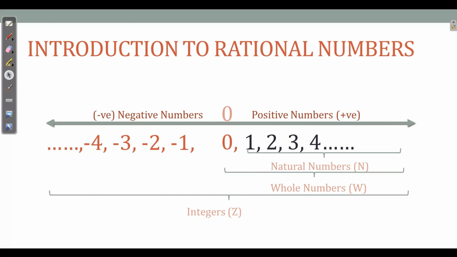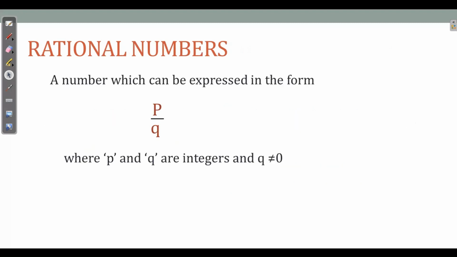Now, what are rational numbers? If we can represent any number in the form of p by q, then it is called a rational number, where p and q are integers and q is not equal to 0. Here, p and q are integers can also be written as p and q belong to Z, where Z is nothing but the integers set.